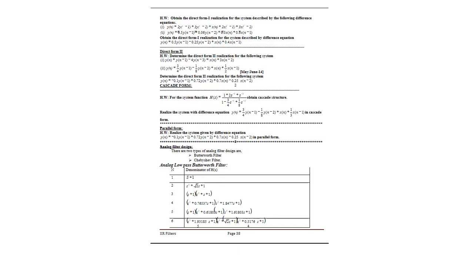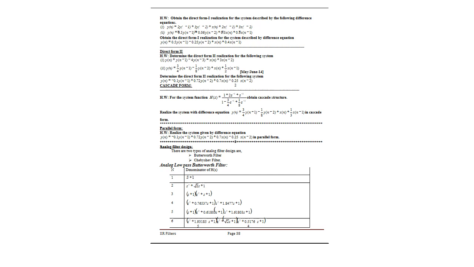Next we see about the analog filter design. Okay, so there are two types of analog filters. One is Butterworth filter and another one is Chebyshev filter. So the analog low pass Butterworth filter will be specified by the n value, and for each n value we have the denominator of H of s. So they are mentioned here.